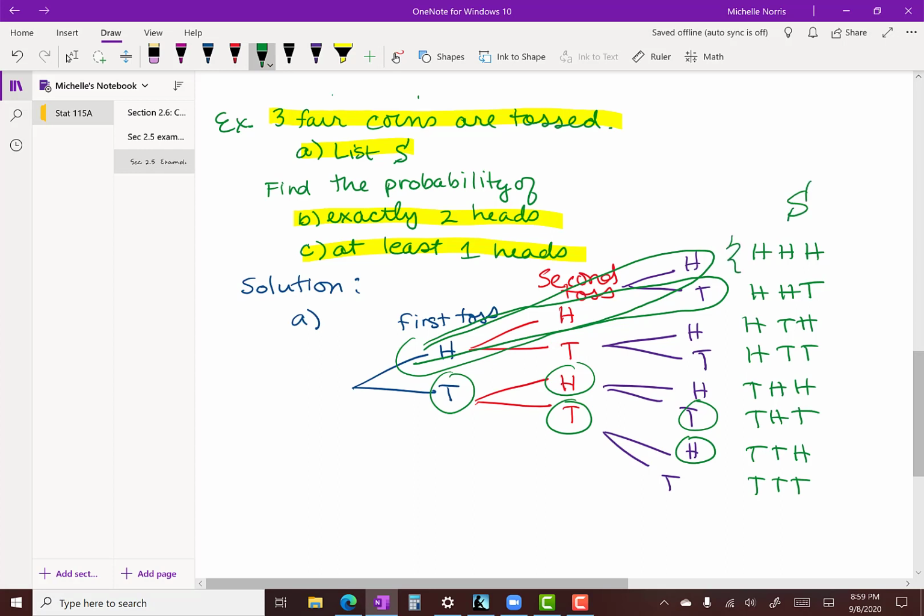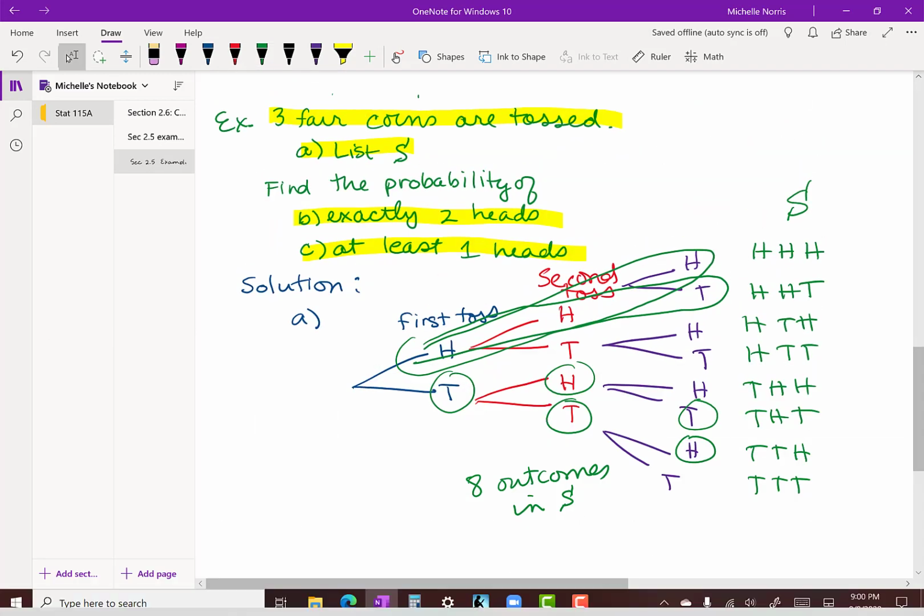We could put some brackets and commas if we wanted to make it a little more rigorous. But we basically have 1, 2, 3, 4, 5, 6, 7, 8 equally likely outcomes in our sample space. So here we have 8 outcomes in S, so we can calculate the probability.